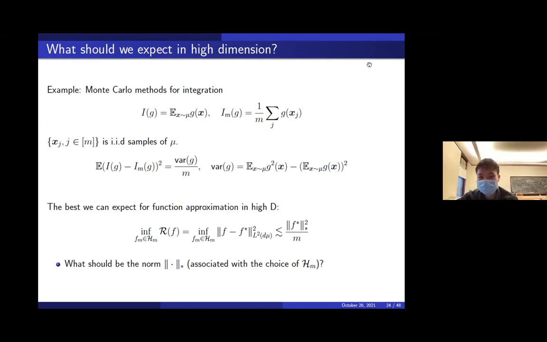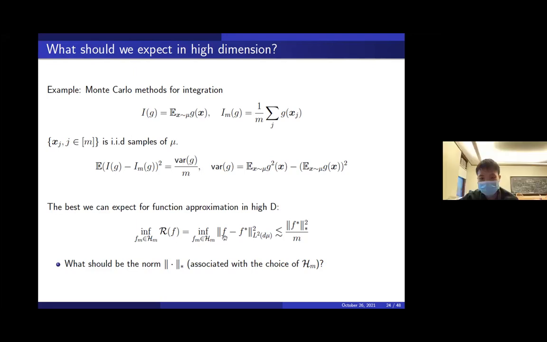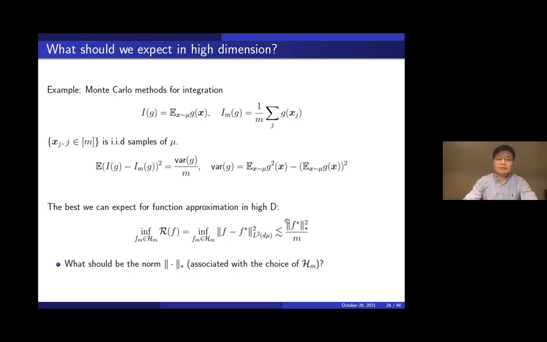Excuse me, Professor. Should this norm be with respect to the f, not the f star? No. Okay, there should be f_m here. Target function f star is the function we're interested in, so this should be f star. Okay, I see. Thank you.